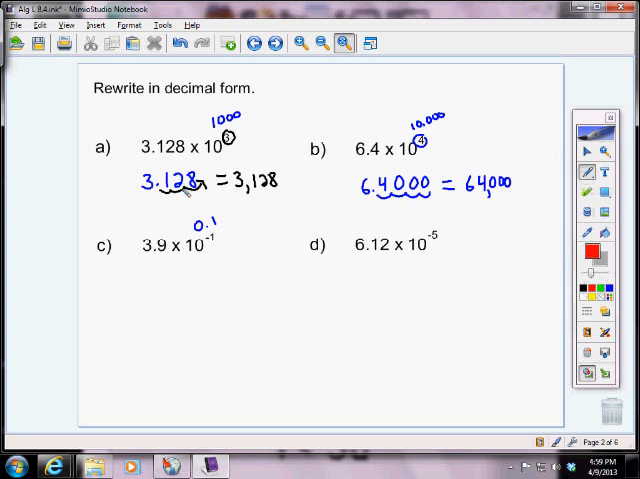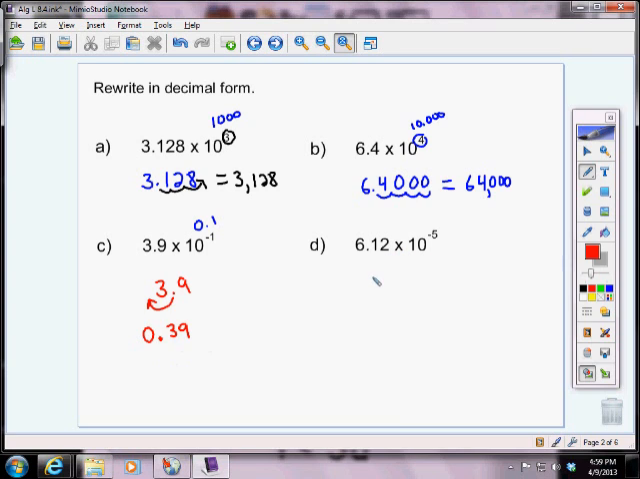When we multiply by 1,000, we move it 3 to the right. We multiply it by 10 to the 4th, we move it 4 to the right. Here we multiply by 0.1 or 1/10. Move your decimal point 1 to the left. So that becomes 0.39. A negative exponent means you're dealing with a small number.